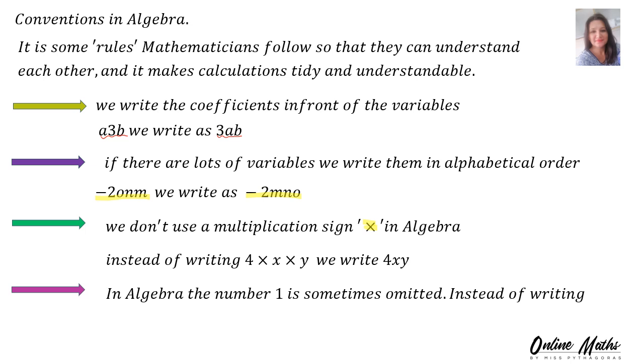In algebra, the number 1 is sometimes omitted. Instead of writing 1x to the power of 1, we only write x. y times -1 can be written as -y.